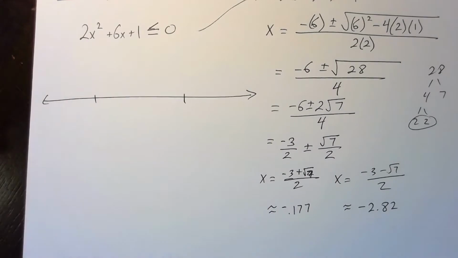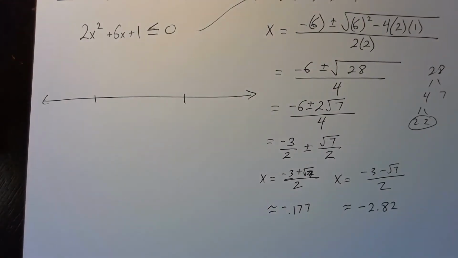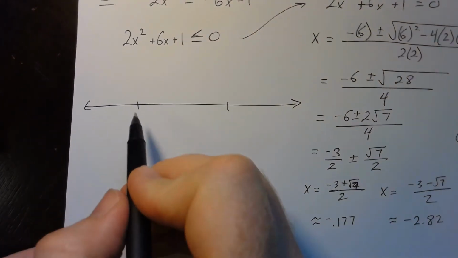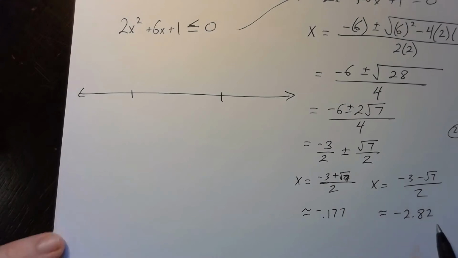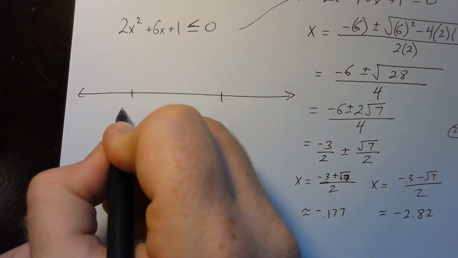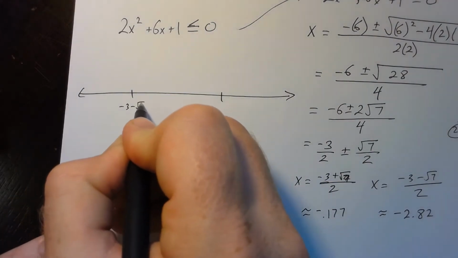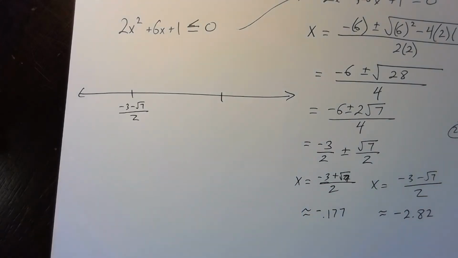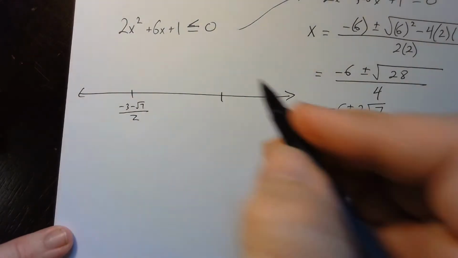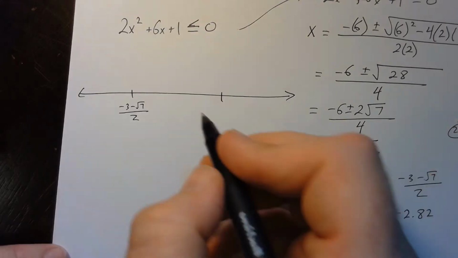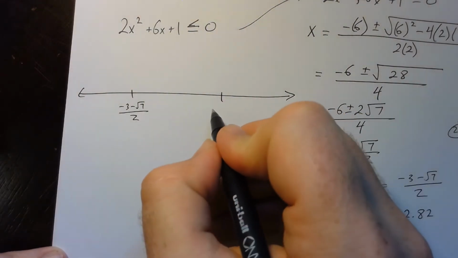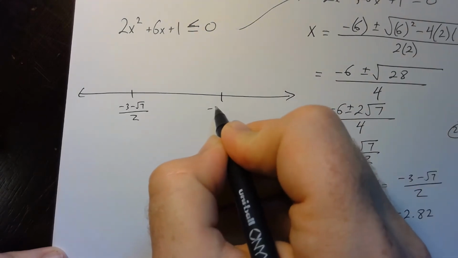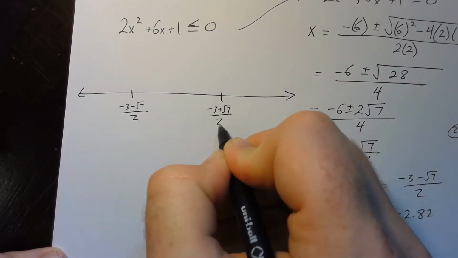So now what's important with these is that I have the approximated values of what they are, so I know more or less where they should stand. So what I'm going to do here is identify this one as the, again, more negative case, that negative 2.82, but again I have to label it as negative 3 minus radical 7 over 2, because that's the actual value I'm playing with, not this negative 2.82. This one over here is going to be, again, the less negative one, that negative 0.177. I'm going to write that down as, again, negative 3 plus radical 7 all over 2.